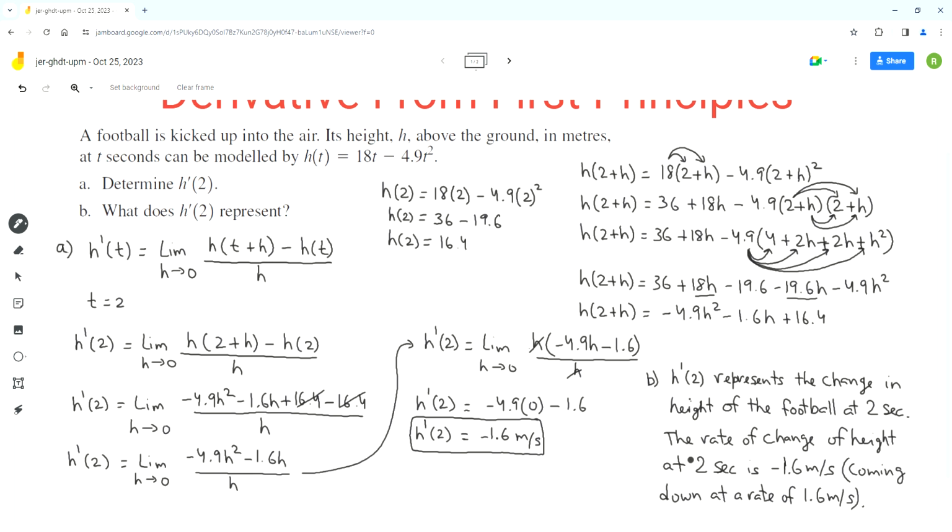So these are the steps you have to keep in mind to solve a problem like this one. In the first part, we have to find h'(2), so we find the derivative of the given height function at t equals 2 seconds. And then we have to write a statement to show what this value means.